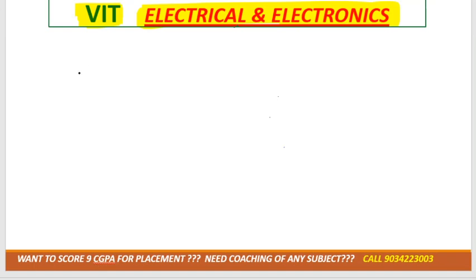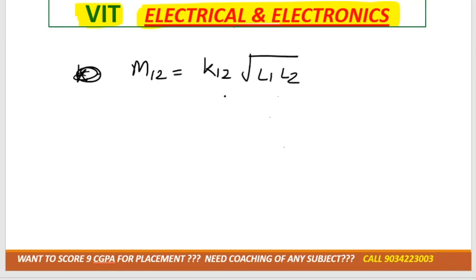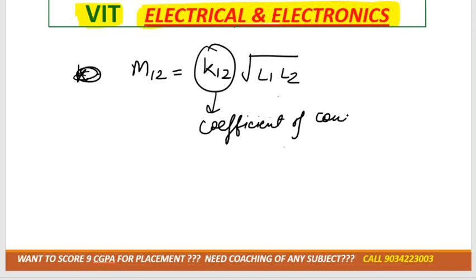After that, there is one more related formula, the coefficient of coupling: M12 equals K12 times root of L1 L2. So what is K12? K12 is known as coefficient of coupling. Many times in numericals, they will give you K12, the coefficient of coupling, and give L1 and L2, and you need to calculate M12. Okay, so this is the formula. Next we'll do numerical based on this.